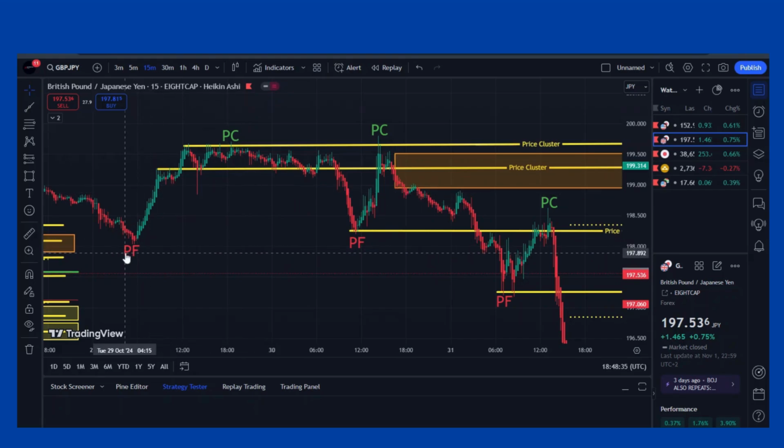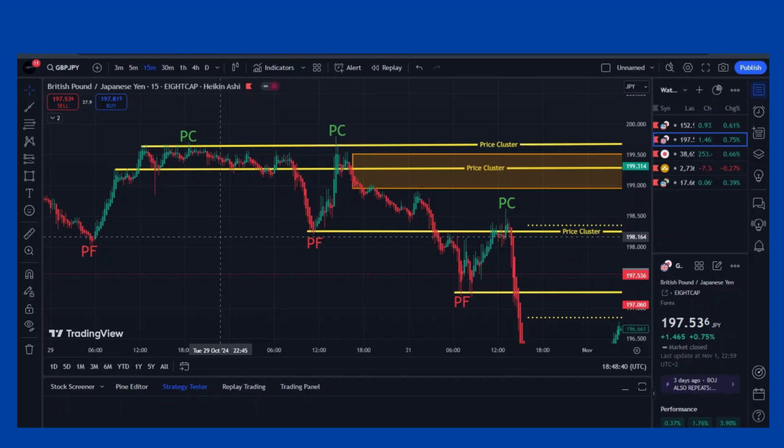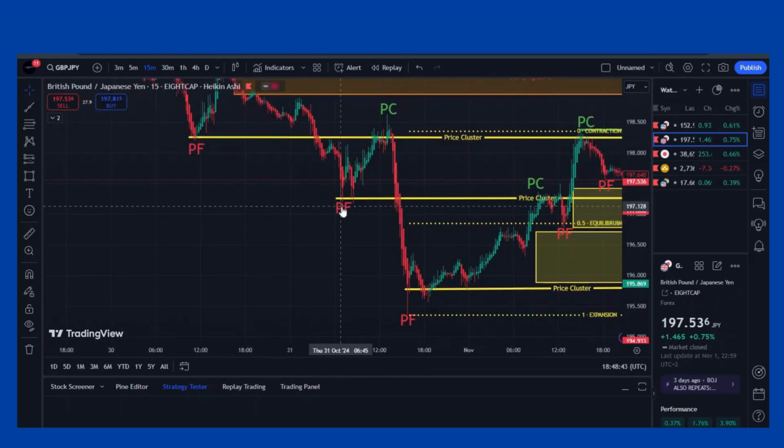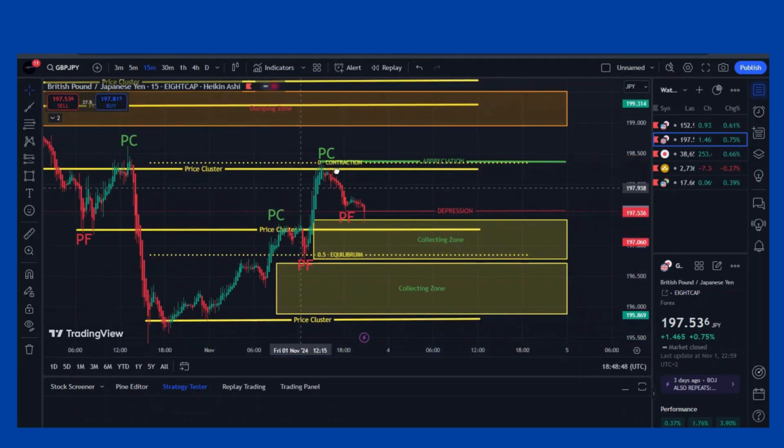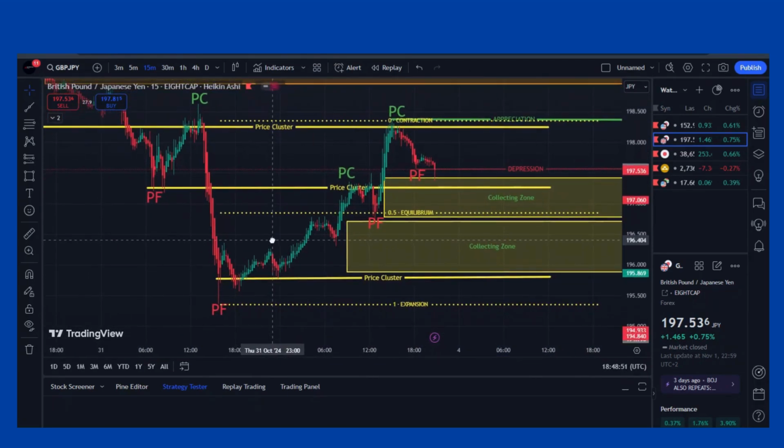You can see the price floor and price ceiling were printed the previous week. Price floor, price ceiling, price floor, ceiling, price floor, price ceiling. As we go forth, I take the lowest price floor and the highest price ceiling, then I plot my construction zone, equilibrium, and expansion zone. As soon as that is done, it gives me the construction level, equilibrium level, and expansion level.